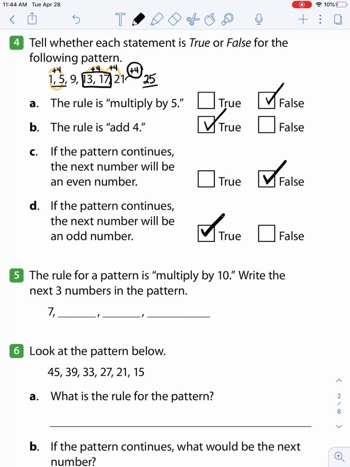All right, number 5. The rule for a pattern is multiply by 10. Write the next 3 numbers in the pattern. So if the rule is multiply by 10 and we're starting with a 7, if we multiply 7 times 10, we're going to get 70. If we multiply 70 times 10, well, boys and girls, remember, just do 1 times 70, which is 70, and then add your 0, okay? Now, same thing. If we're going to multiply that times 10, we should be at 7,000.